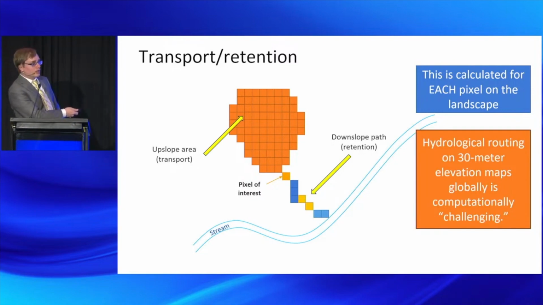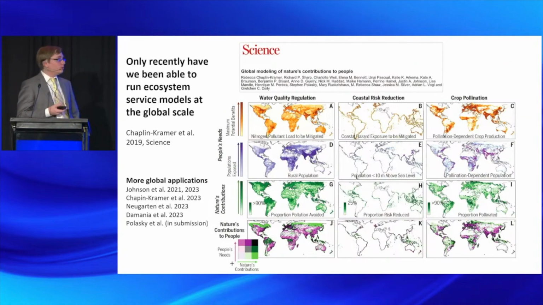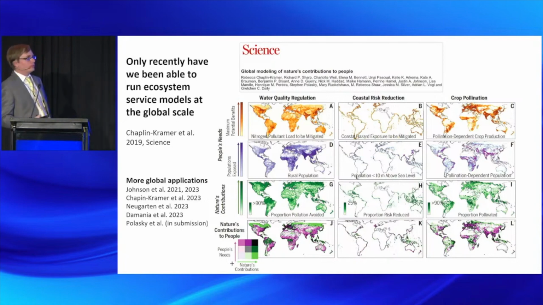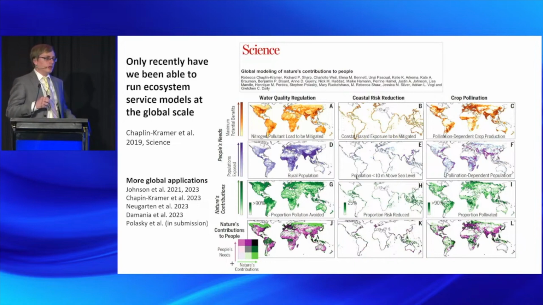And so that means using 30-meter resolution digital elevation model results for the whole globe. And so we're talking in the tens of billions of pixels here. And so that's been computationally challenging, I guess. And it's only been very recently that we've been even able to do this. NatCap started off as a very project-by-project, small watershed-based analysis. But now in 2019 in Science, we put out a paper that was sort of our coming out paper of, hey, look, we can do this globally now.